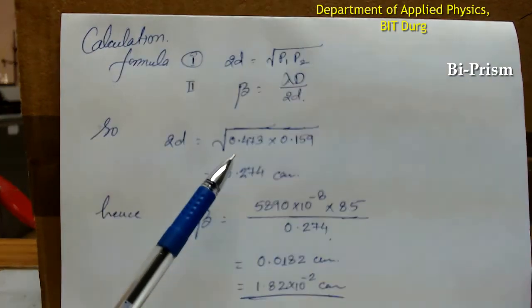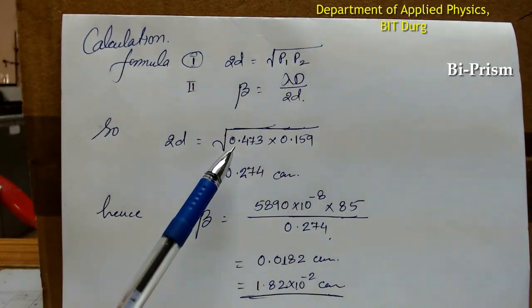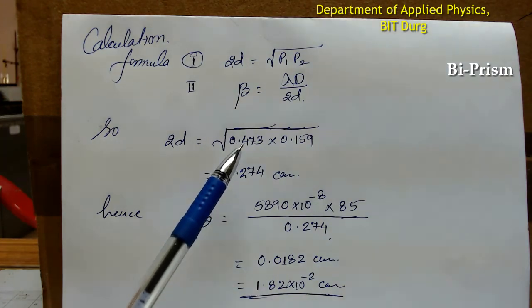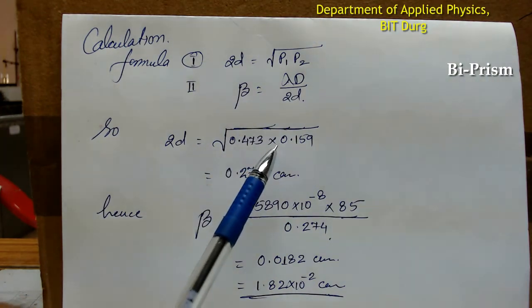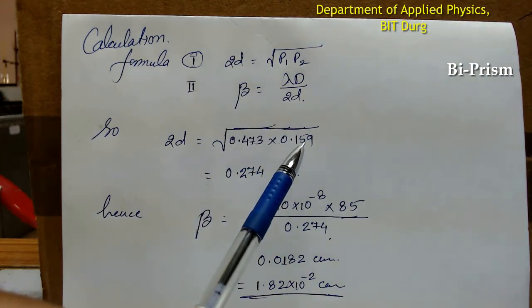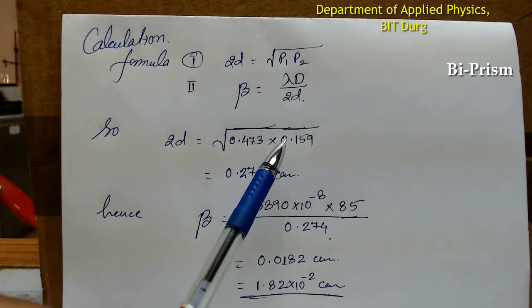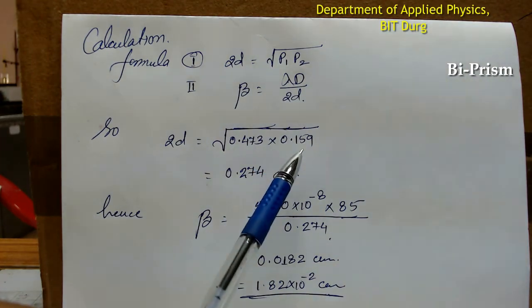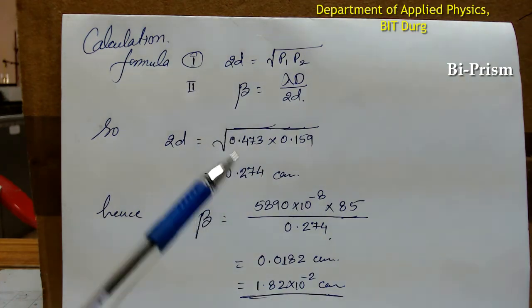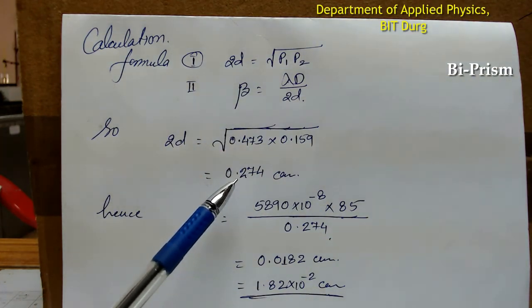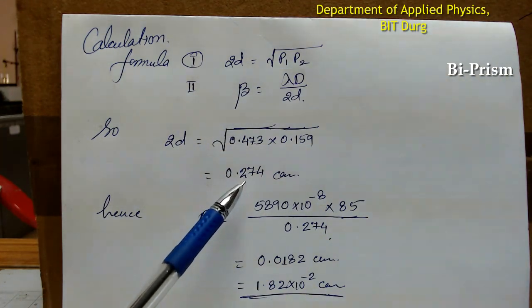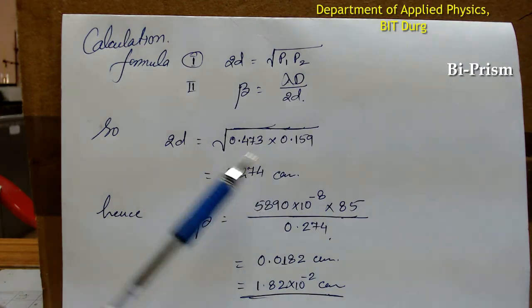So we calculate the value of 2d. 2d is equal to the square root of, as we found from the readings, 4.73 mm, which we converted into centimeter, so it is 0.473, multiplied by 1.59 mm converted into centimeter, which we write as 0.159. We multiply them and take the root of it. What we get is 0.274 centimeter. It is the value of 2d.